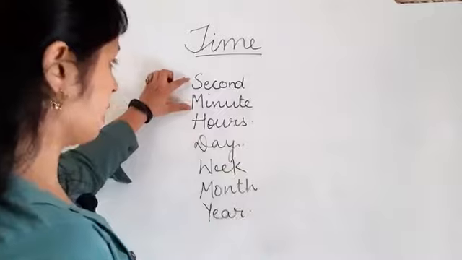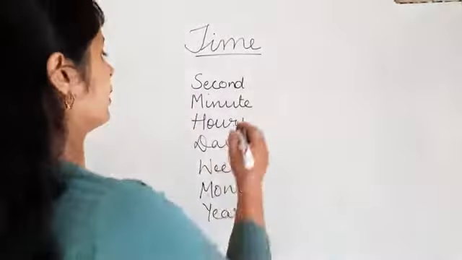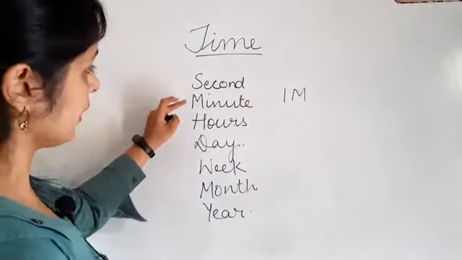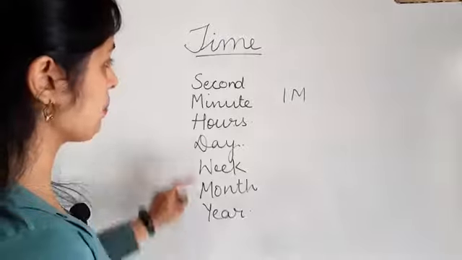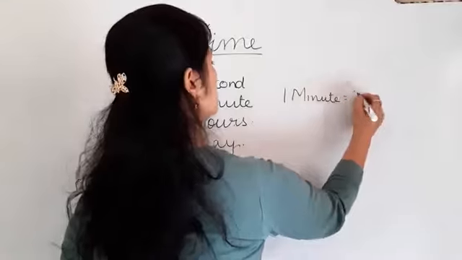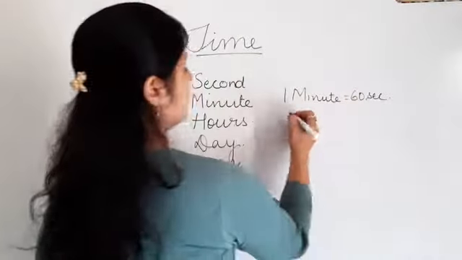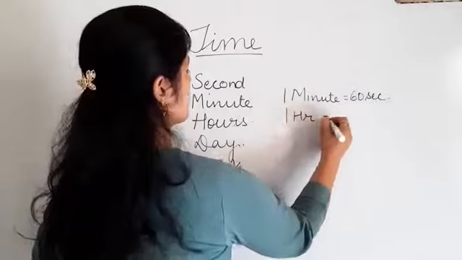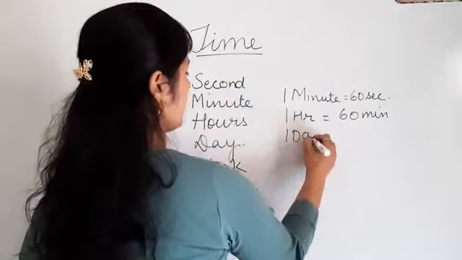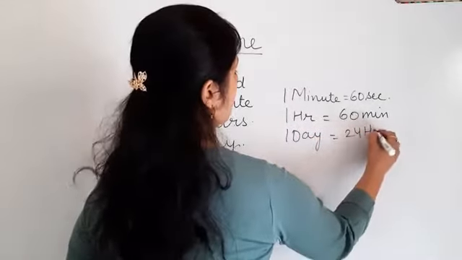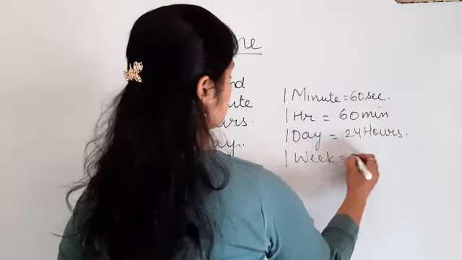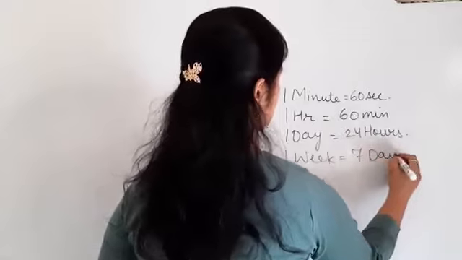So first of all, I'll tell you the relation between second and minute. We are going from the smallest unit to bigger, bigger, and this one is the biggest accordingly. So 1 minute is equal to 60 seconds. Then 1 hour is equal to 60 minutes. Then 1 day is equal to 24 hours. 1 week is equal to 7 days.